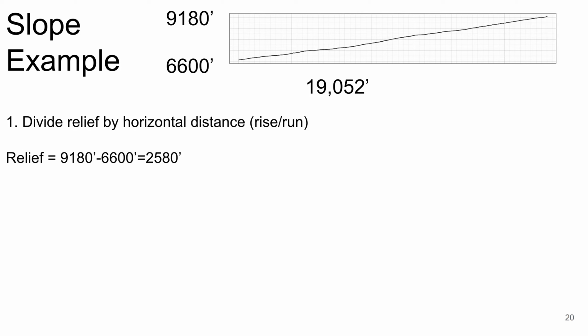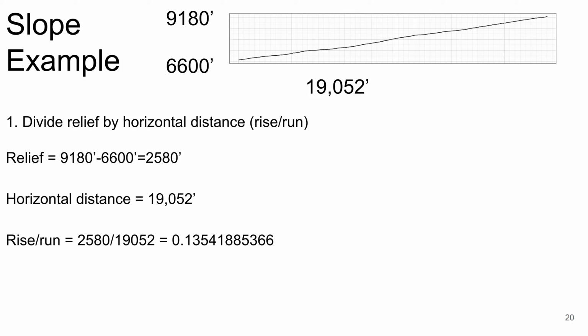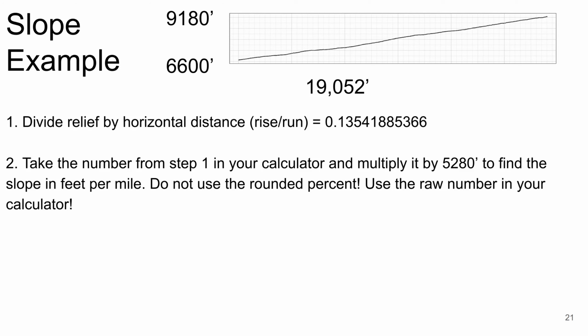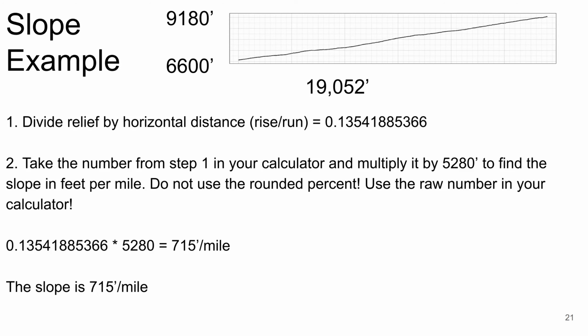Step 1, find the relief. 9180 minus 660 is 8520. So there's our relief. The horizontal distance is 19,052 feet. So rise over run gets us 0.13541885366. We're going to take that number and multiply it by 5280 to find a slope of 715 feet per mile. So the answer to the slope in feet per mile is 715 feet per mile.